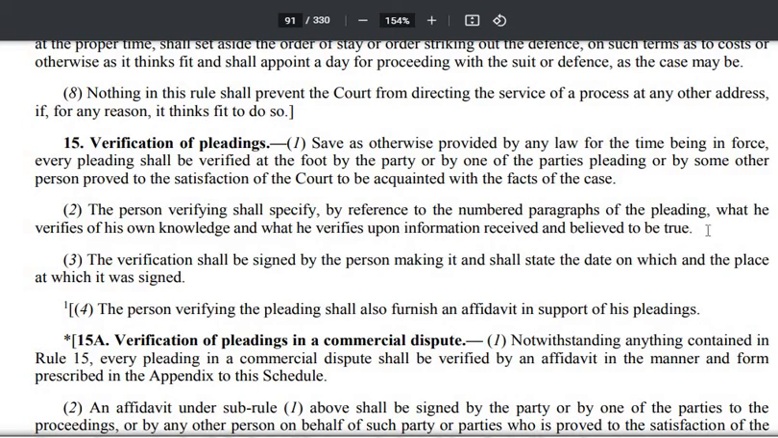मतलब उनमें से किस किस प्लीडिंग को वो अपने नॉलेज पे सच मानता है और उनमें से किस किस प्लीडिंग को वो इंफॉर्मेशन के बेसिस पर सच मानता है. So that thing you have to specify in the verification. Then the verification shall be signed by the person making it and shall state the date on which and the place at which it was signed.